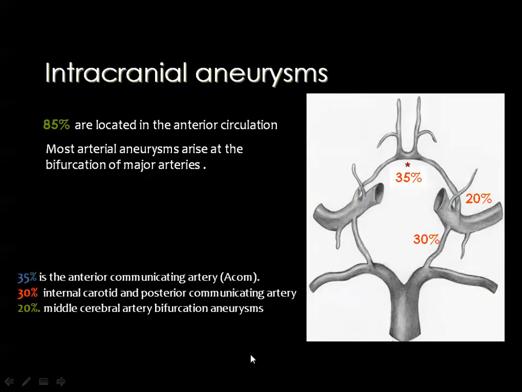The most common sites for intracranial aneurysms in the anterior circulation are the region of the anterior communicating artery and the region of the posterior communicating artery, as well as the region of the middle cerebral artery. These are the common sites of intracranial aneurysms in the anterior circulation. And actually, you know that the most common site is at the anterior communicating artery, either to the left or to the right of the midline.